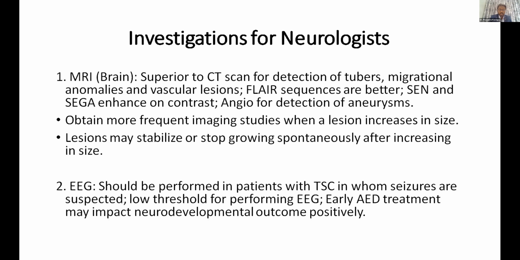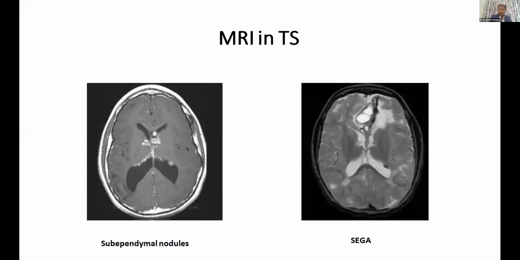We must be doing EEG with a very low threshold, I would strongly recommend, because if we pick up subclinical seizures a little early, the neurodevelopmental outcome will be much, much better. Now, these are examples of MRI. You can see T1 weighted post-contrast images showing tubers and subependymal nodules. These are cells, and there is a large SEGA in the frontal lobe on T2 weighted images.